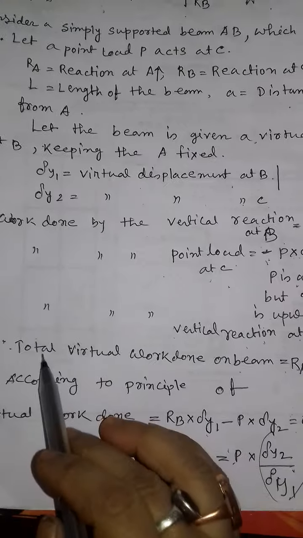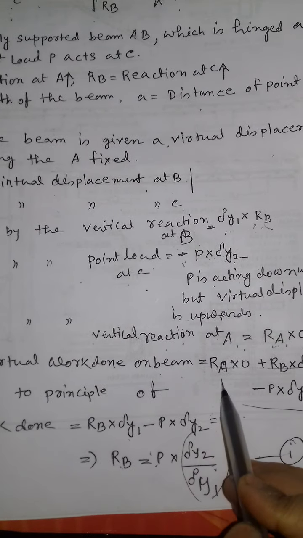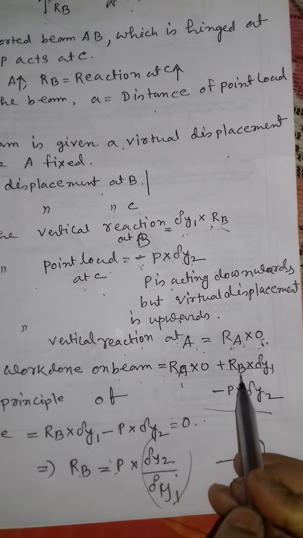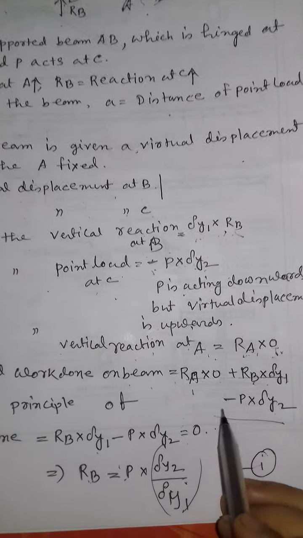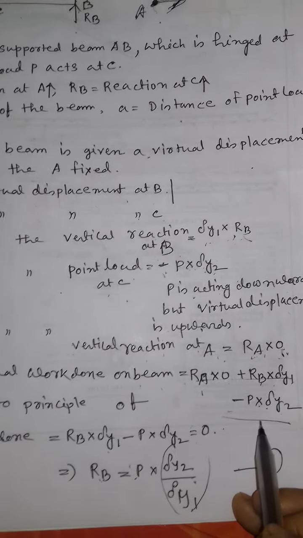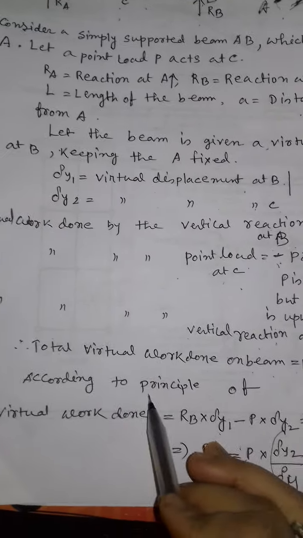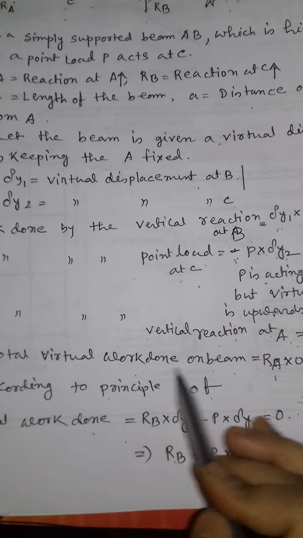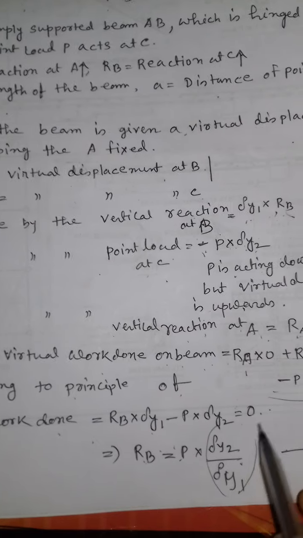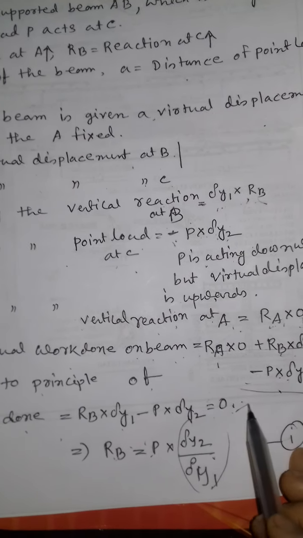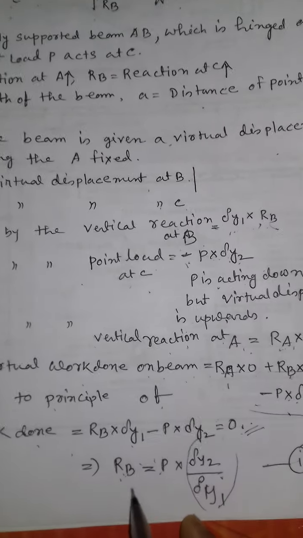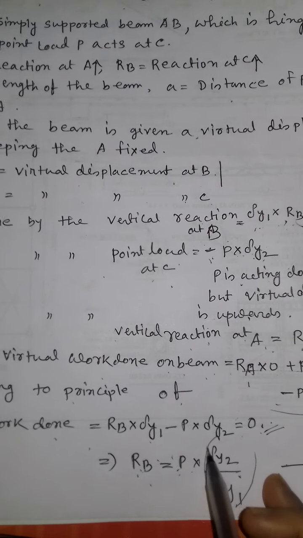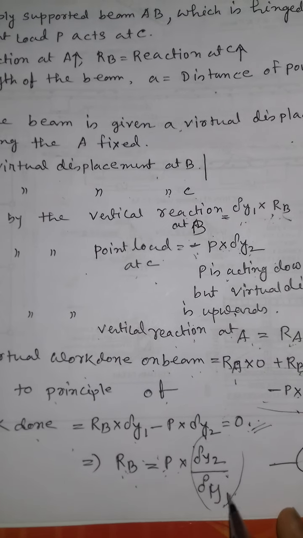Now the total virtual work done on the beam we can write as RA into 0, plus RB into del y1, minus P into del y2. According to the principle of virtual work done, the total virtual work done on the beam is equal to 0. So from that we find RB is equal to P into del y2 by del y1.